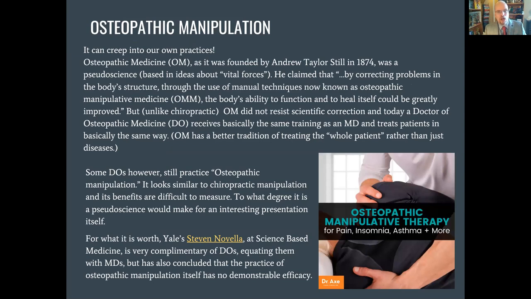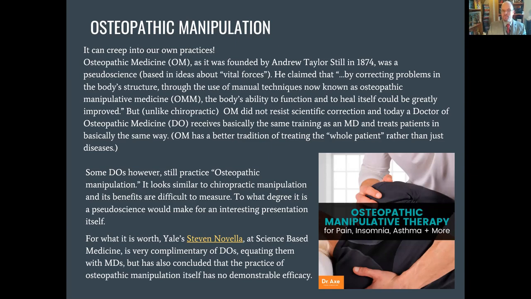And so the last thing I want to mention as a potential pseudoscience that has crept into real medicine is osteopathic manipulation. Now, let me be very, very clear here. This is an example of how it can creep into real, genuine, scientific-based medicine. So, little history lesson. Osteopathic medicine, as it was founded by Andrew Taylor Still in 1874, was a pseudoscience, undoubtedly. It was based in ideas about vital forces. He claimed that by correcting problems in the body's structure through the use of manual techniques, now known as osteopathic manipulative medicine, the body's ability to function and to heal itself could be greatly improved.